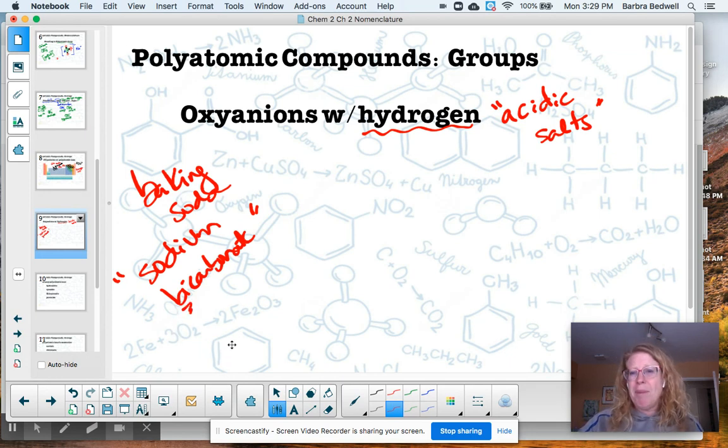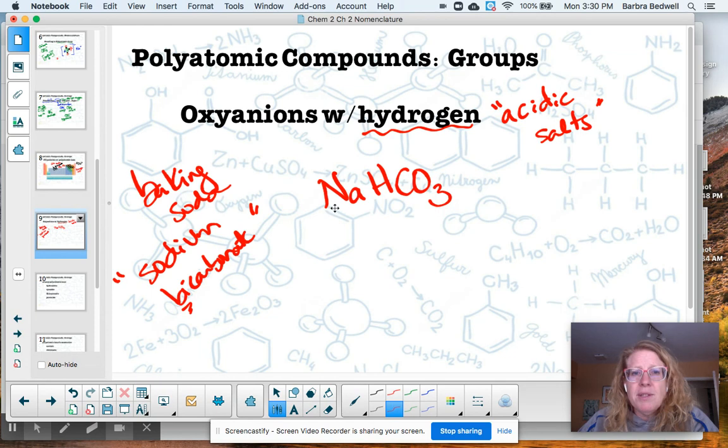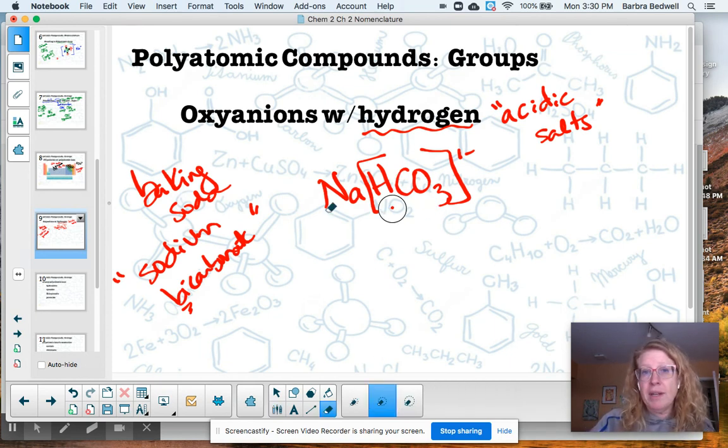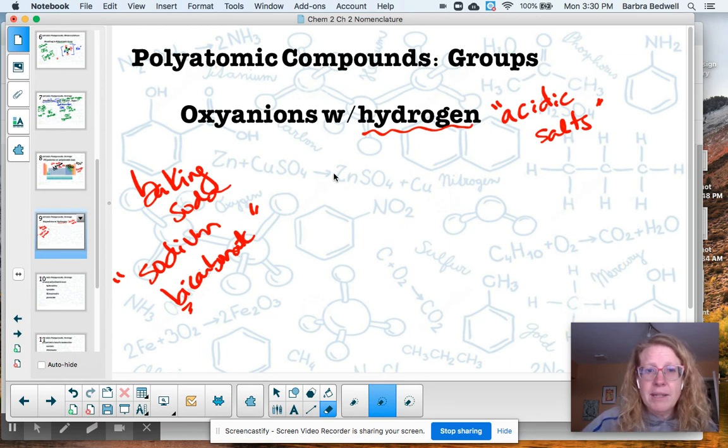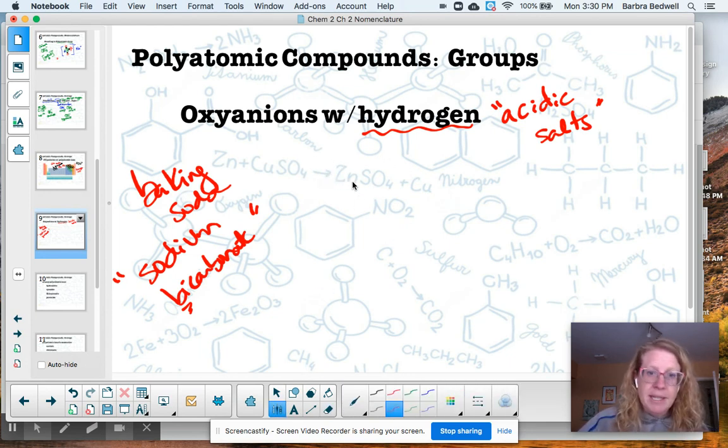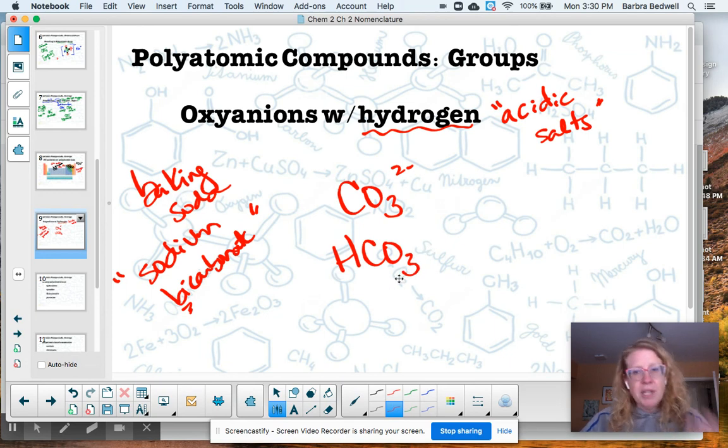So what does this mean when you put the bi in there? This is sodium hydrogen carbonate, right? It turns out that this is actually the ion. This forms a different type of polyatomic ion, and it obviously looks very similar to carbonate. Carbonate is CO3 with a 2- charge. If we have HCO3, now we've changed this a little bit. We've plugged a hydrogen into one of these spots.